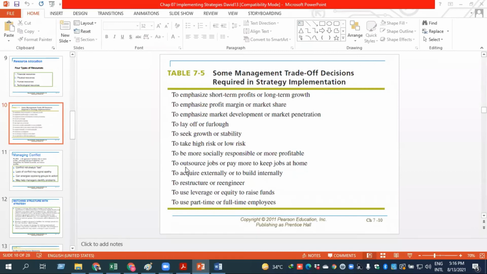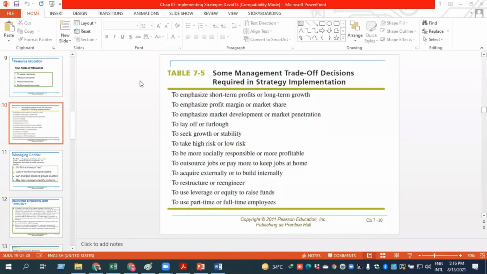Or if you go for the low risk, obviously the attitude and the behavior would be totally different. To be more socially responsible or more profitable, the two things cannot be done equally at the same time. Either you are going for social responsibility, or you are going for the profitable purpose. Again, this is the decision: either you outsource the job or pay more to keep the job at home.